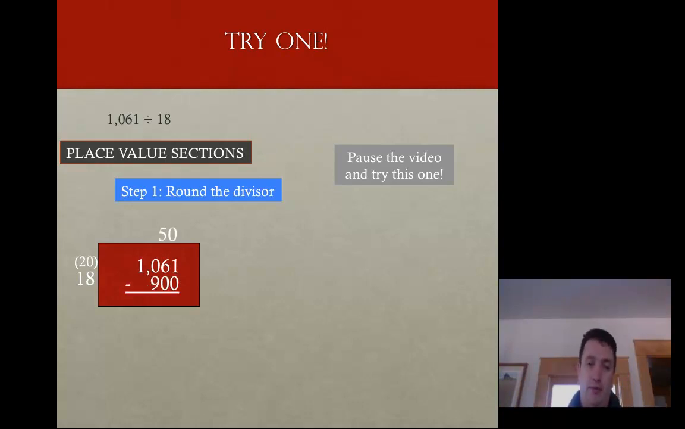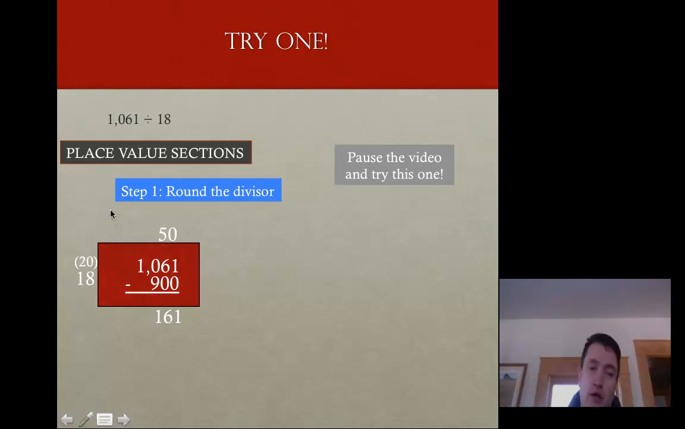Now I have to remember what I'm going to do with step 2, which is multiply using the original numbers. Okay, and 18 times 50 is 900. When I subtract, I get 161. And again, if you need to write this off to the side and do 18 times 50 and multiply it out, you may do that at any time.